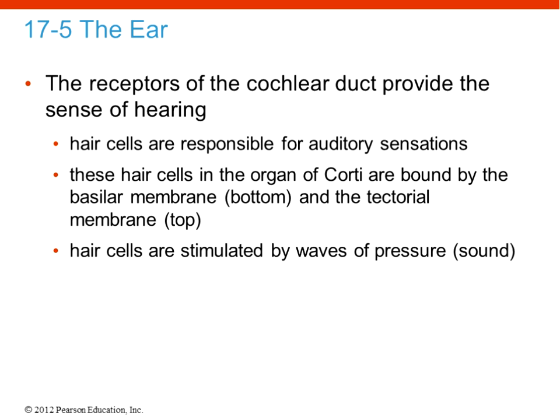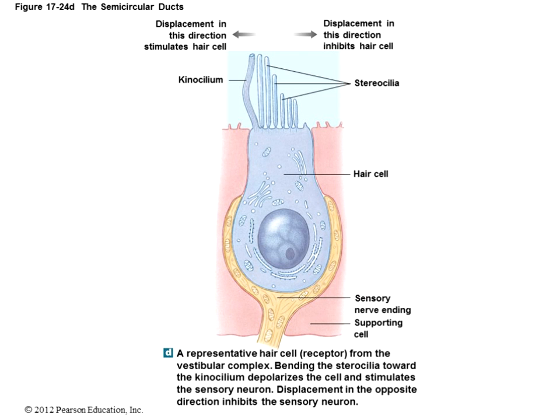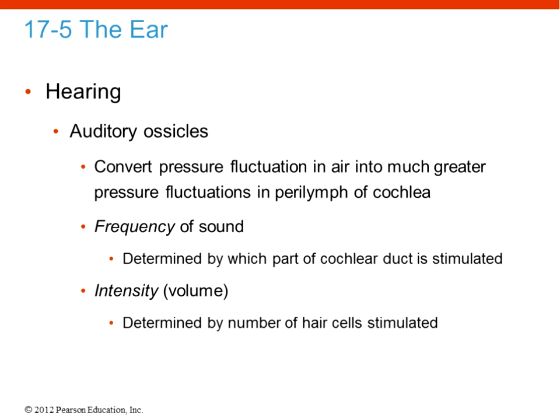Hearing is provided by the cochlea, as I mentioned, and the cochlea has nerve cells in it called hair cells. Hair cells are in the organ of Corti, which has a basilar membrane on the bottom and a tectorial membrane on top. As the pressure wave passes through the endolymph, it stimulates these hair cells by causing vibrations of the basilar membrane, and that activates these receptors. Here's a nice image of a hair cell. You can see the stereocilia on top of the hair cell, and the sensory nerve ending it's attached to.